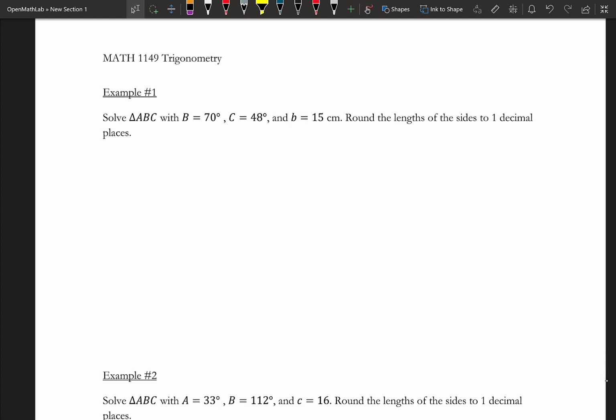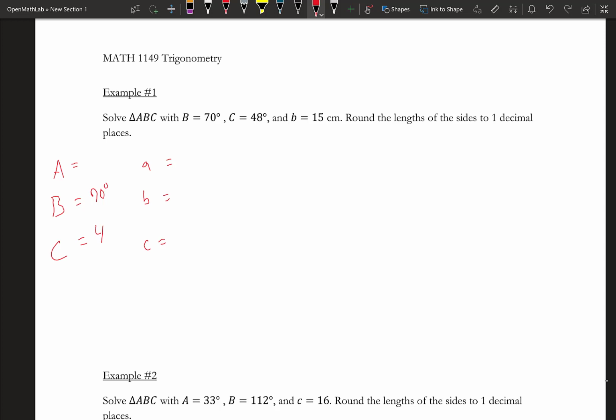So example 1, we're trying to solve triangle ABC. Just remember what that means: we want to find all of the pieces, so we have angles A, B, and C, and then sides little a, little b, little c. I want to be able to find all of these pieces. That's what solve means. Remember, capital letters are angles, and the lowercase letters are side lengths. So we know angle B is 70 degrees.